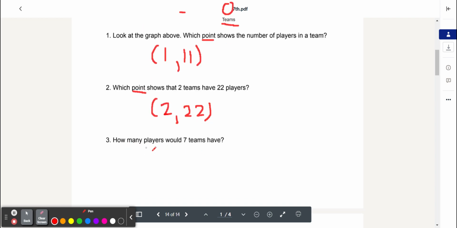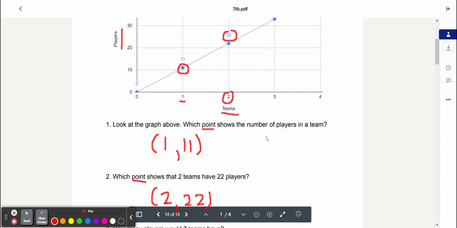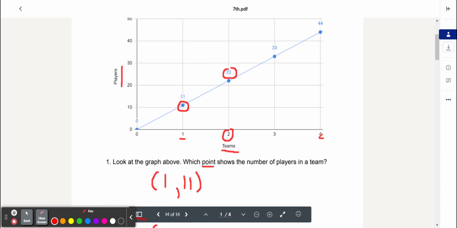And the number 3 is a bit different. It asks us how many players would 7 teams have. And if you look at the graph, you can notice it stops at 4, which means we're going to have to use some math to figure it out. Luckily, this is a straight line, so all we need is to find the slope.